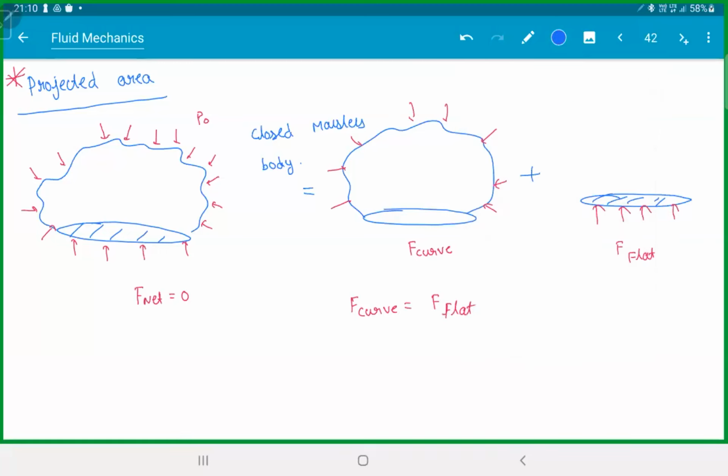So what we can call is this, the projected area, simply defined as a flat area. Now see, this will make your life much easier in calculations, which makes an open surface into a closed surface. Meaning the whole figure should be closed. That area is called projected area.